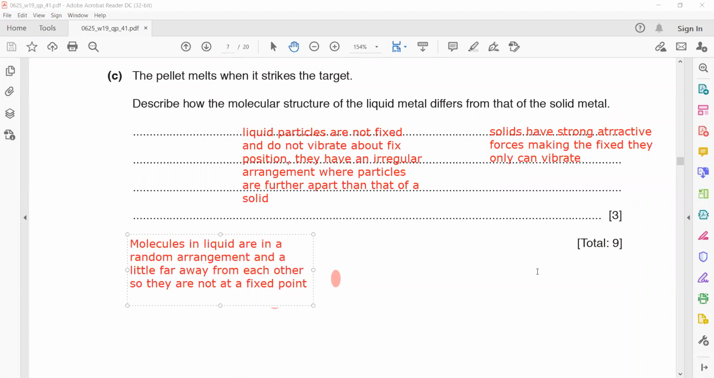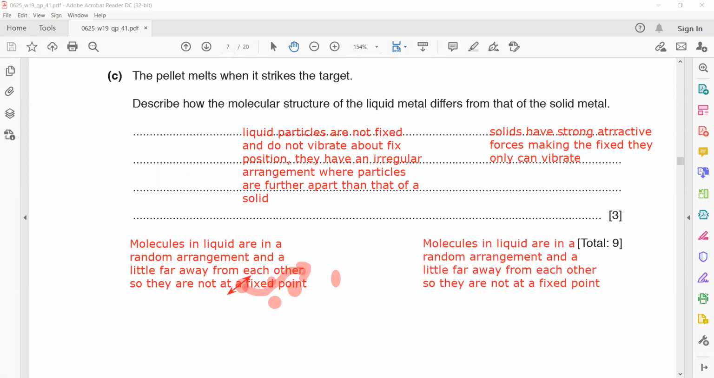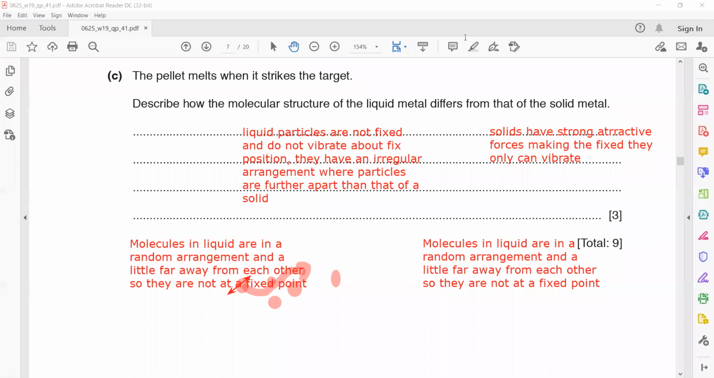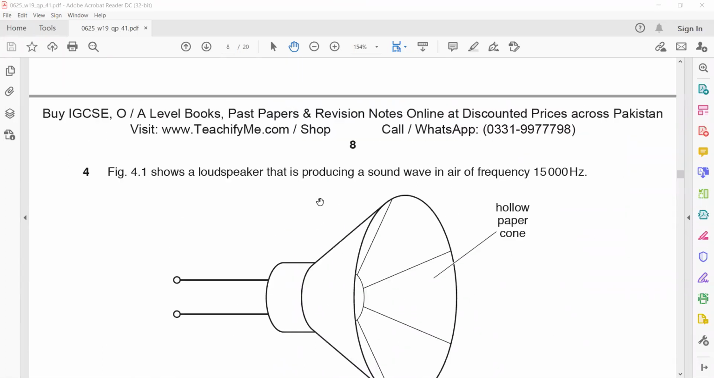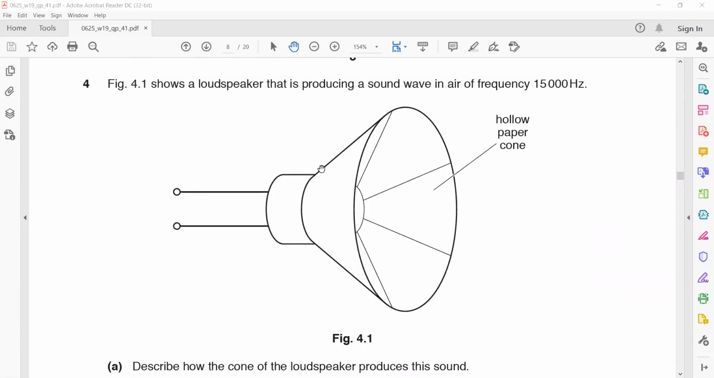Next question. Figure 4.1 shows a loudspeaker that is producing a sound wave in air with a frequency of 15,000 hertz. A hollow paper cone is there. Describe how a cone of a loudspeaker produces a sound, and it's of 3 marks.